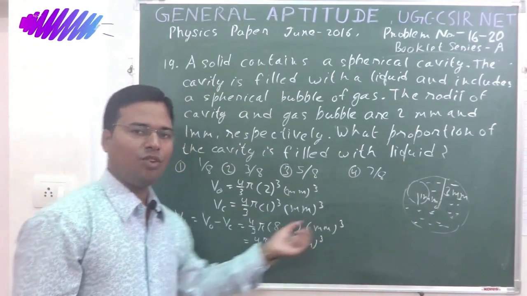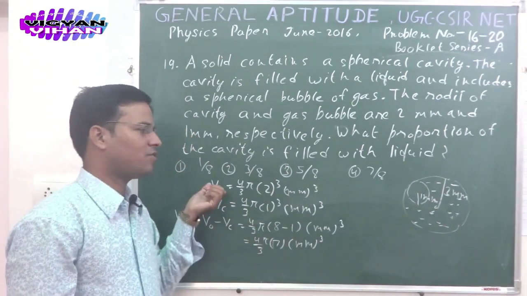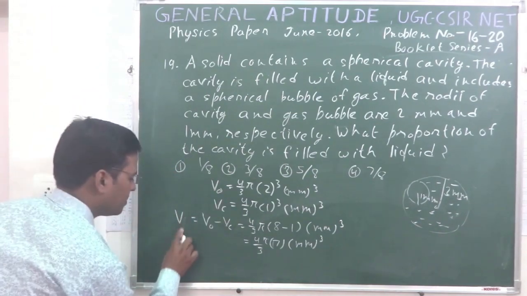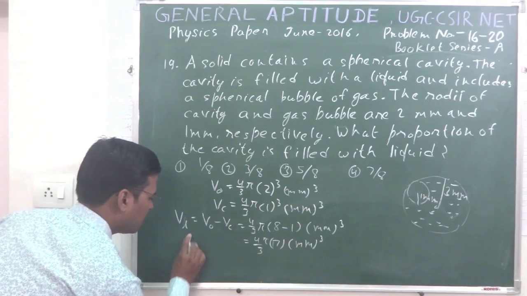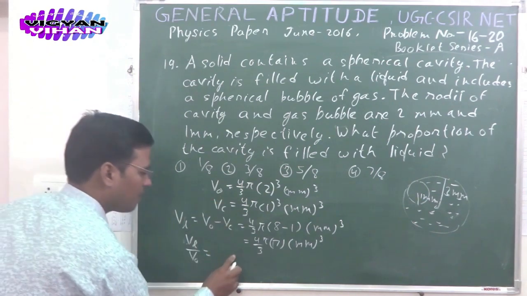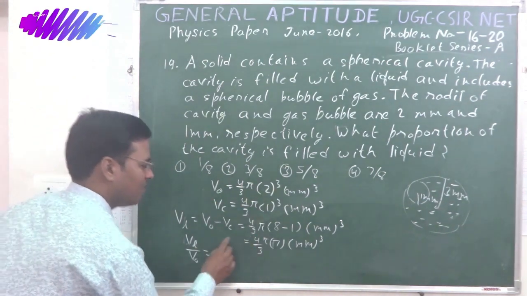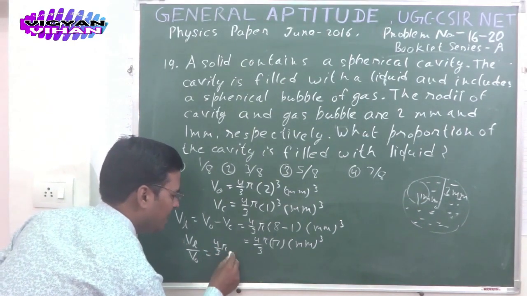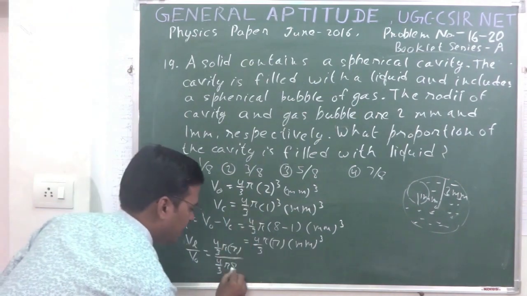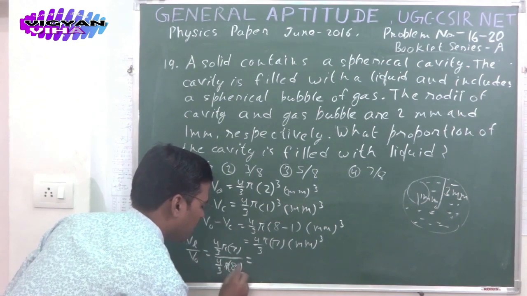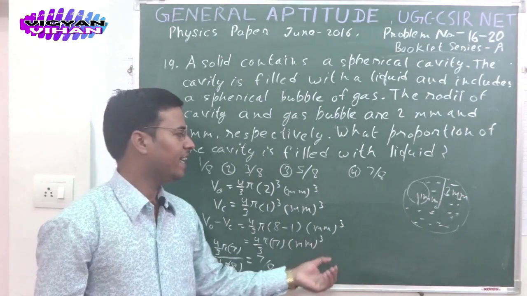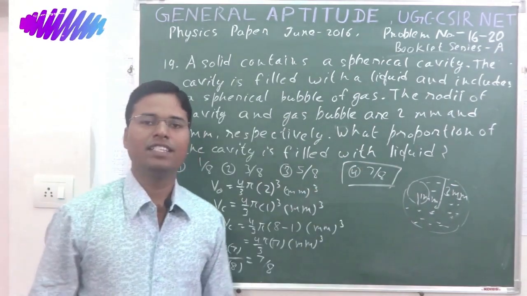Now the ratio of the liquid with respect to the total volume of cavity, we will calculate it. This is VL upon the total volume V0, which will be 4 pi by 3 times 7 upon 4 pi by 3 times 8. 4 pi by 3 will cancel. So the answer of this problem would be 7 by 8. The correct answer of this problem is option 4, 7 by 8.